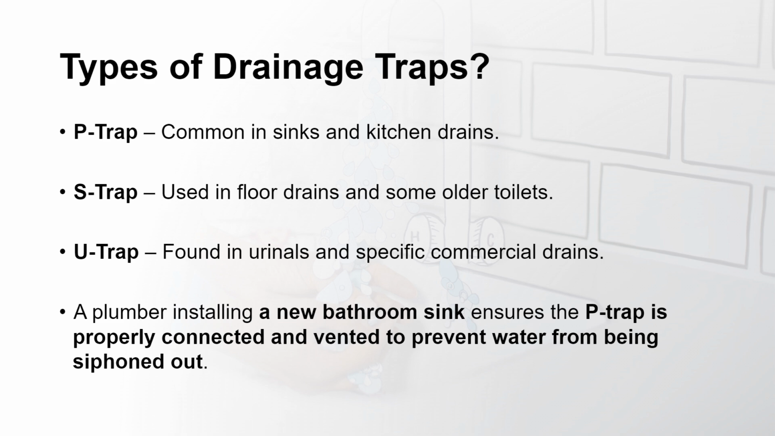4. Floor trap. Also called a gully trap. It's placed in bathroom and laundry floors. Collects water from multiple fixtures before it enters the main drain. 5. Drum trap. Used in older plumbing or bathtubs. It holds more water, but it's harder to clean, being phased out in many places.